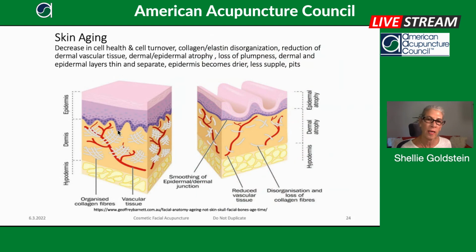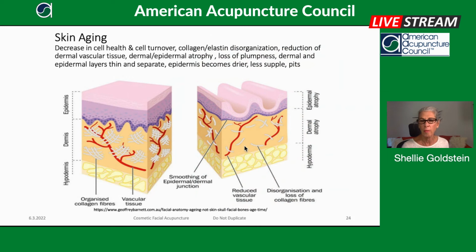Remember we spoke about that connective tissue? That connective tissue starts to lose its integrity. Collagen and elastin are the main components that hold up the integrity of the dermal layer. When that starts to become disorganized and break down, we actually lose the integrity of that entire dermal layer.